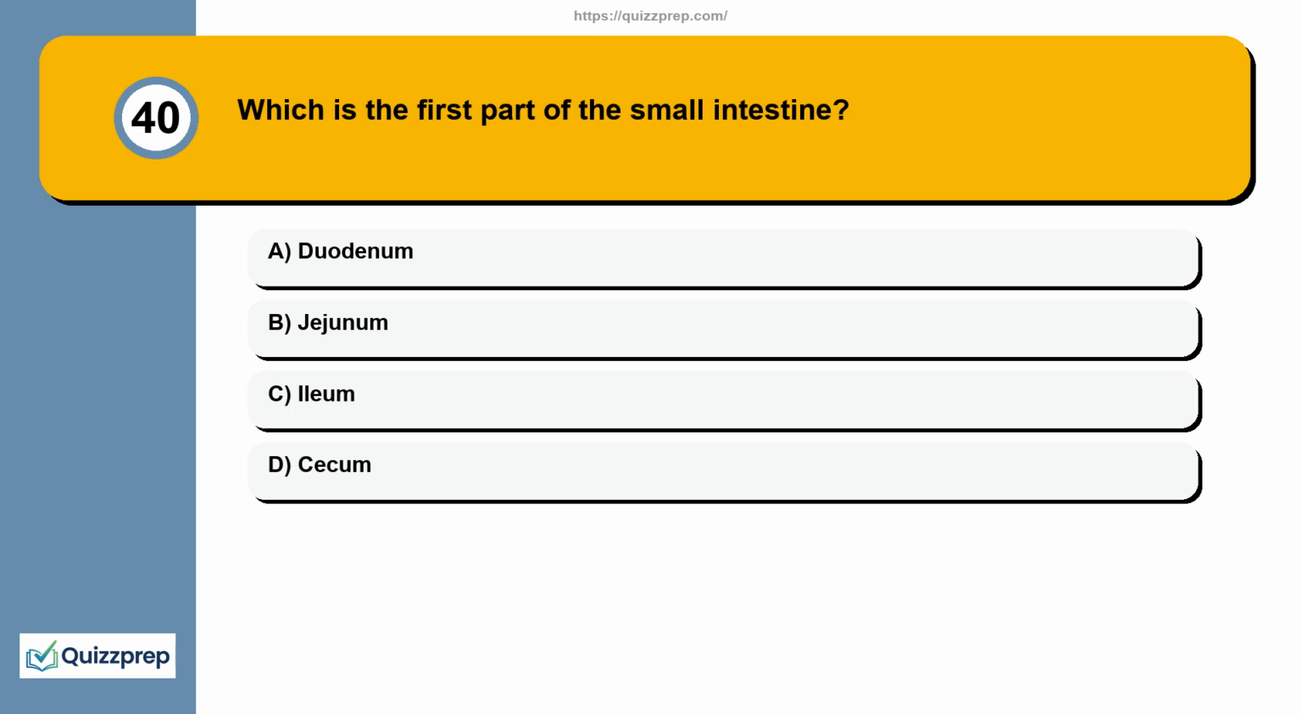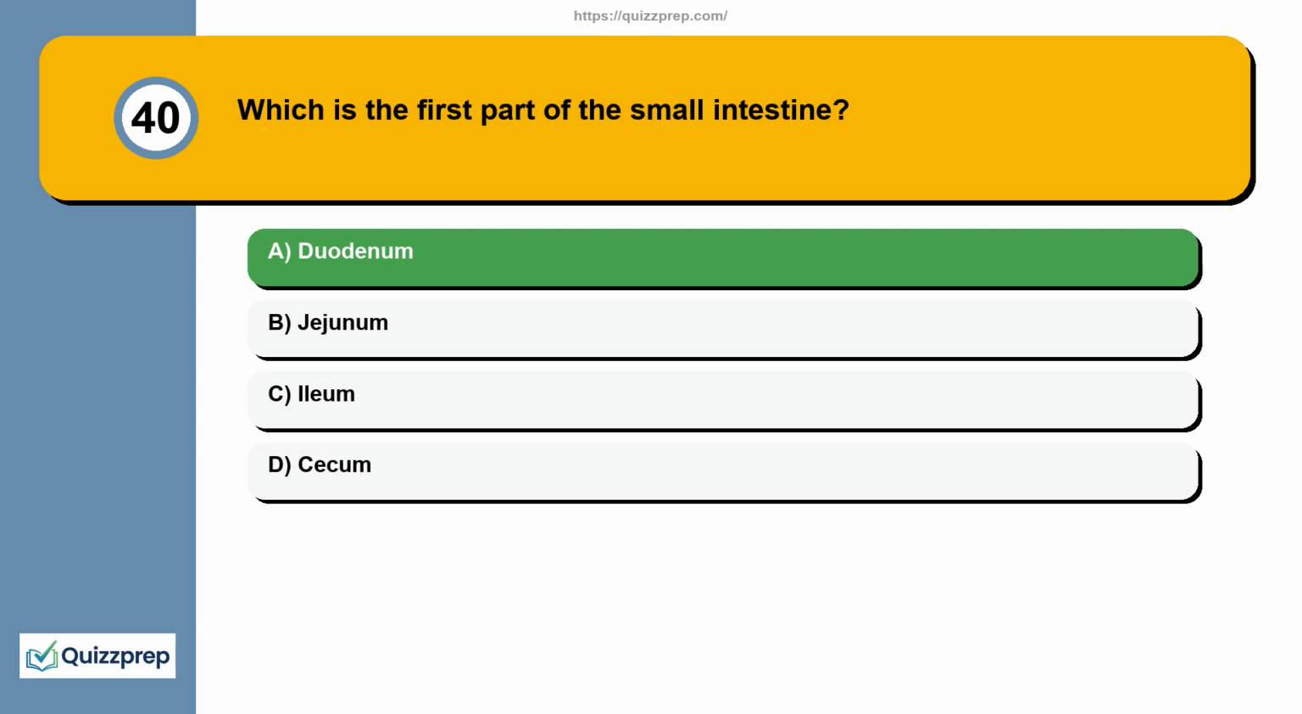Question 40. Which is the first part of the small intestine? Option A, duodenum. Option B, jejunum. Option C, ileum. Option D, cecum. The correct answer is option A, duodenum.